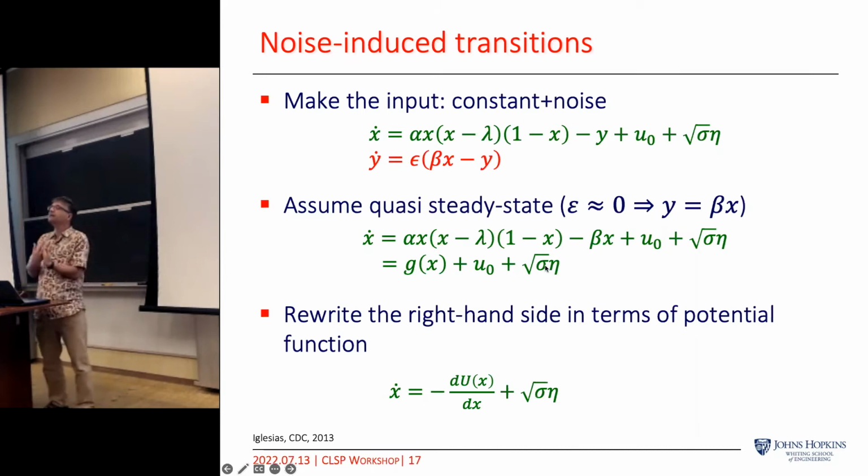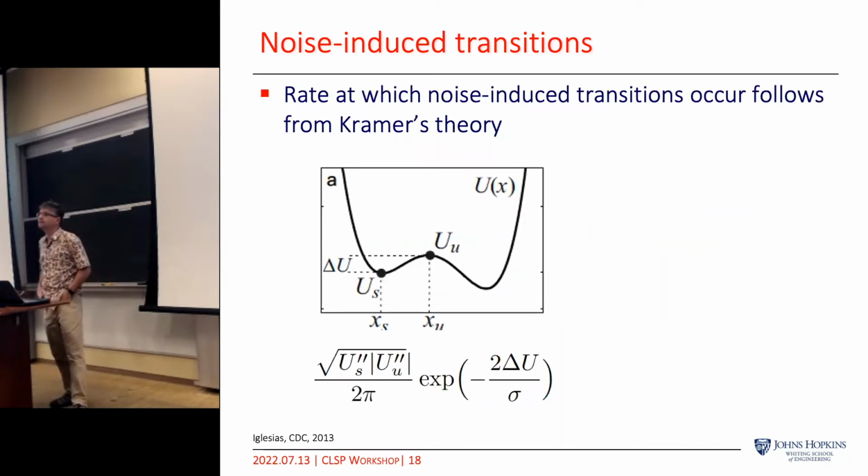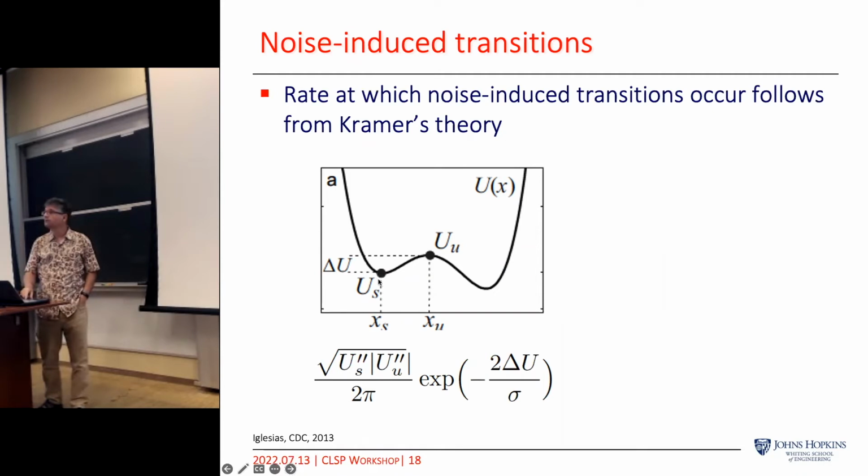Now I've basically reduced my system to a one-dimensional system, so I can now take the integral of the right-hand side and write this as a potential function. And what that potential function looks like is this. It's a double well potential, and we are operating at this equilibrium point. And you see the stability.